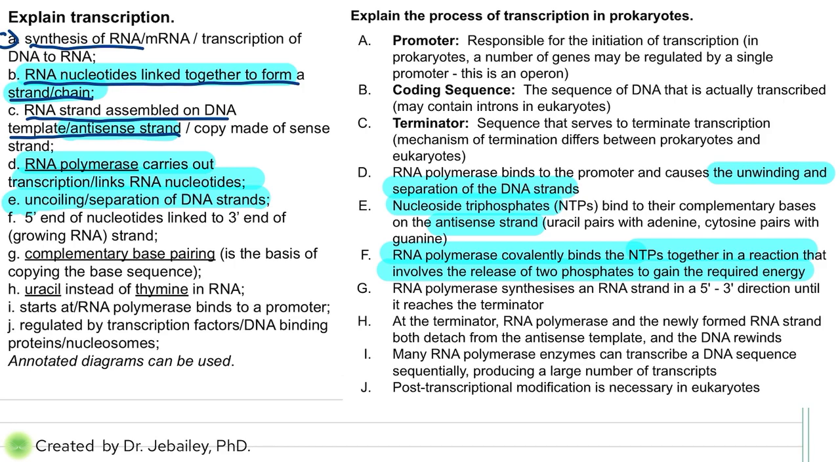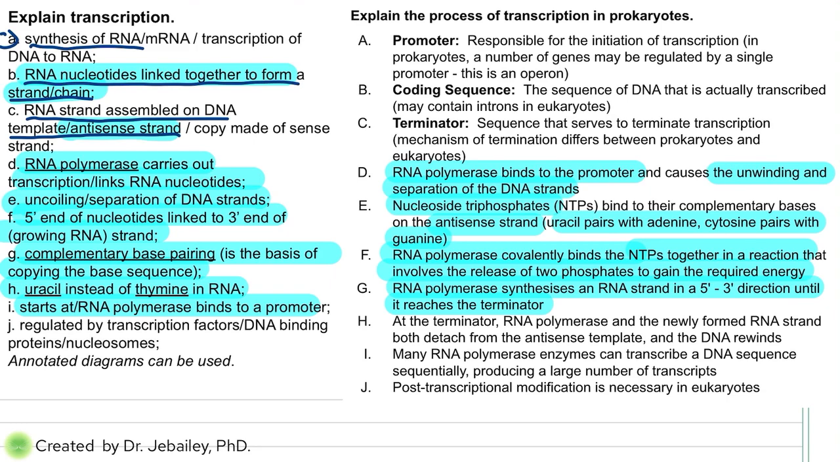Here it says 5' nucleotides linked to the 3'. It does have it, kind of indirectly saying here, synthesized in a 5 to 3 direction until it reaches the terminator. Does it mention base pairings? Yes, it does. Uracil with adenine, cytosine with guanine. So we can say the base pairing together, which is uracil instead of thymine. Now, RNA polymerase binds to the promoter. Do we have that here? Yes, we do. It starts with the promoter, so we can say that this starts with the promoter. Regulated by transcription factors. Do we have that?